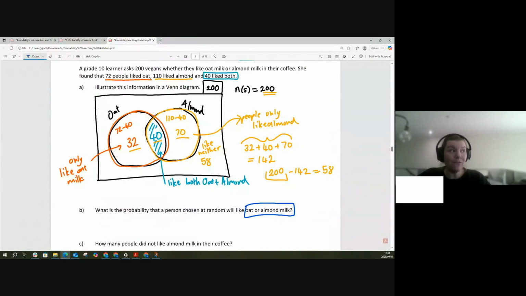So Beverly, that 40 is people who like oat and almond. But if we care about the people who like oat or almond, we've got 32 plus 40 plus 70. So these people, they only like oat. These people, they only like almond. And these people like oat and almond. So all of these people together like oat or almond milk. So that gives us 142 out of our full sample space of 200. And then we can simplify that down.